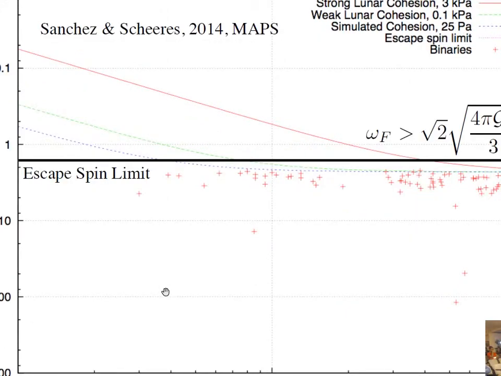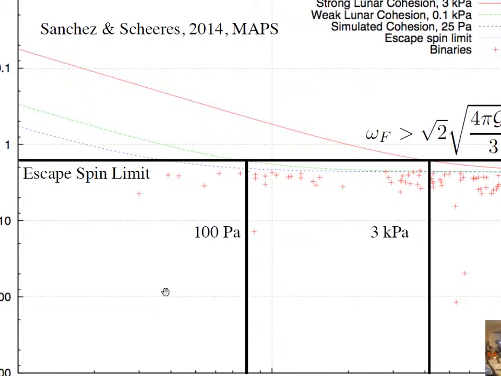Now, another way that we can infer the existence of cohesion is by looking at how the binary asteroids are distributed. What we find is that there's a statistically significant drop-off in binary asteroids at smaller sizes. And this actually makes sense if there are indeed cohesive forces in these rubble pile bodies. What I have here are different levels of strength. For the body to fail, if it had a cohesive strength of 3 kilopascals, it would have to spin faster than this black line, which is in fact the escape spin limit.